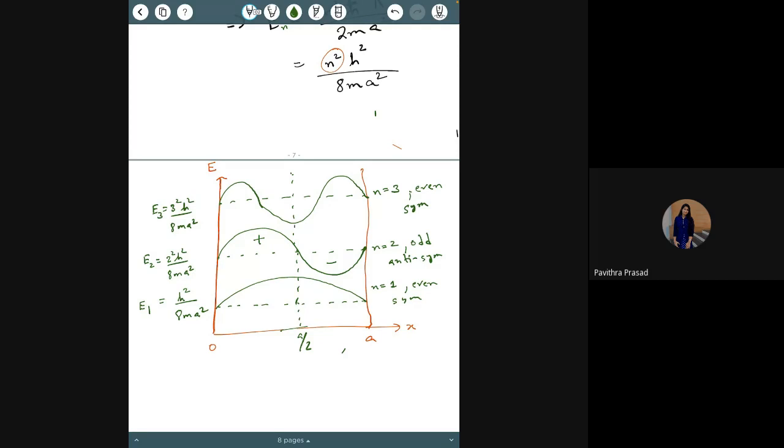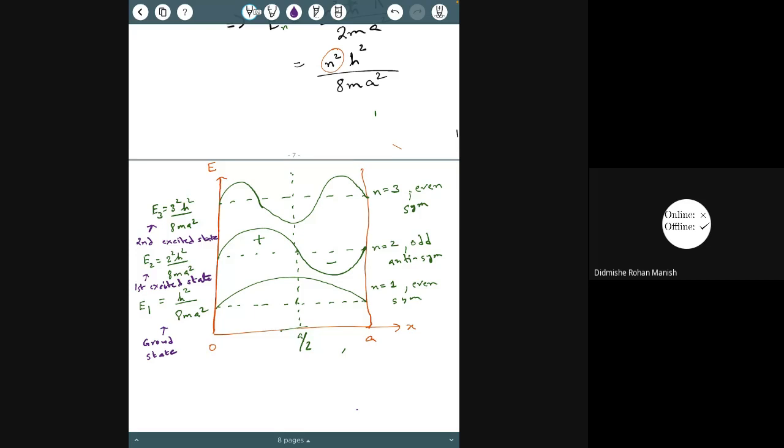The other thing to note is the number of points in the non-zero range of the wave function where it becomes zero. These are called nodes. So the lowest state is also called the ground state. This would be the first excited state. So this is just language. Then the second excited state.